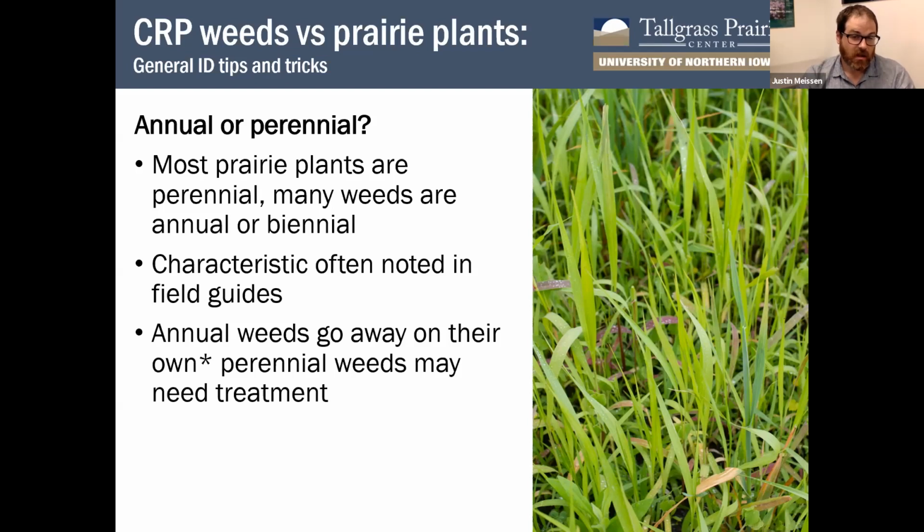Another reason that this is helpful is it's a characteristic that you'll often find in field guides, and that's going to help you as you use more advanced dichotomous keys and other botany resources. And knowing if you have annuals or perennials is going to be helpful for thinking about weed management in CRP. Annual weeds, assuming our prairie plants have established well, are likely to take care of themselves over time, while perennial weeds are going to probably require some intensive treatment.